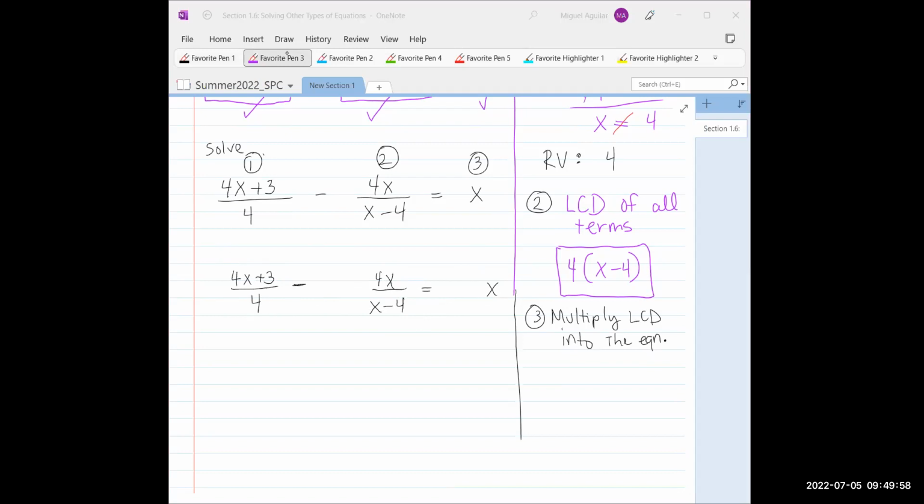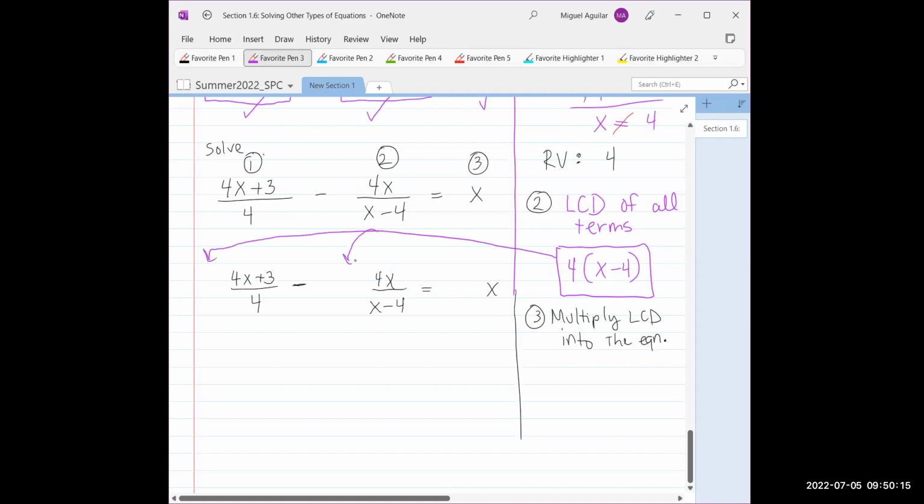Okay, the train has more or less passed. Now I've rewritten the equation down and it might look a little bit strange because I've left some gaps. I am going to take my LCD and multiply it by each one of these terms. So I'm going to put 4 times x minus 4 here, 4 times x minus 4 here, 4 times x minus 4 here.